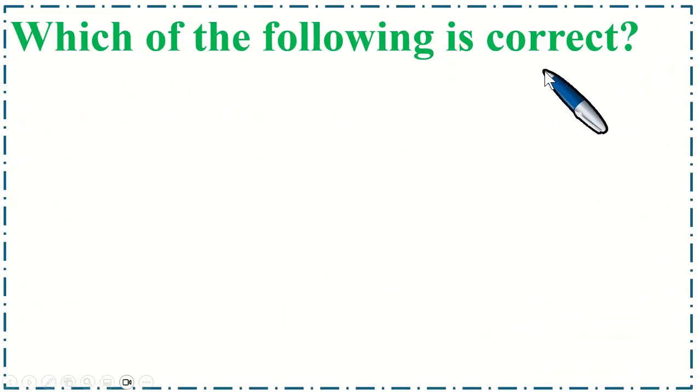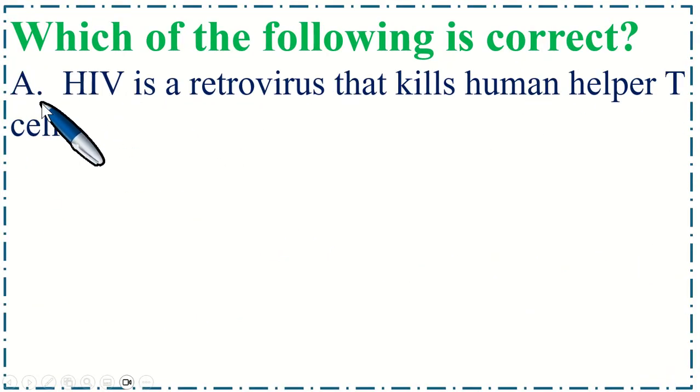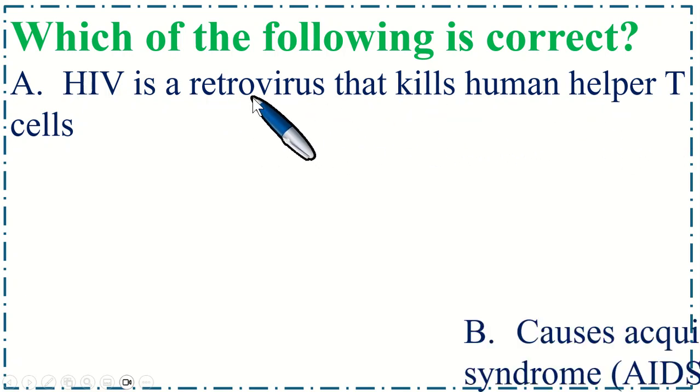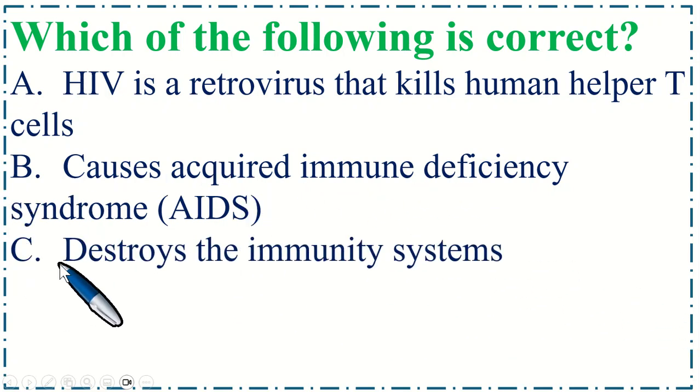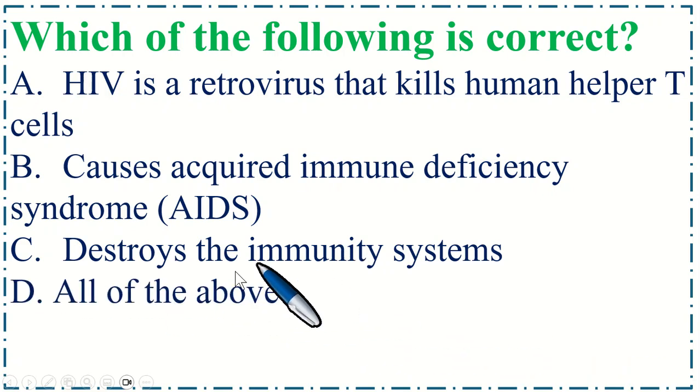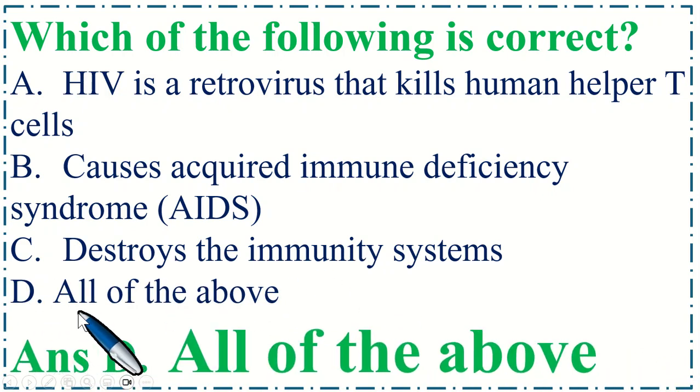Which of the following is correct? Option A, HIV is a retrovirus that kills human helper T cells. Option B, causes acquired immune deficiency syndrome. C, destroys the immune systems. And option D, all of the above. So the correct option is D. All of the above.